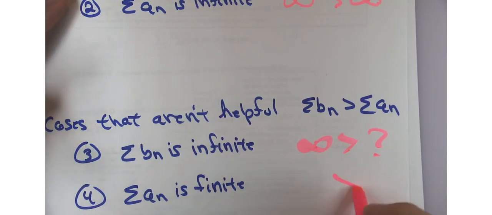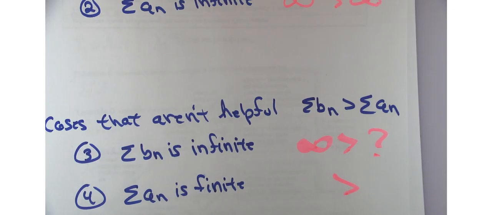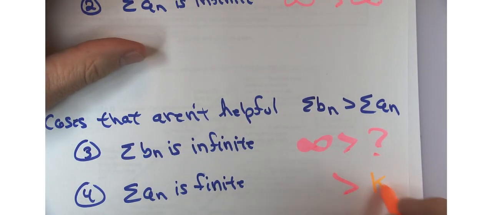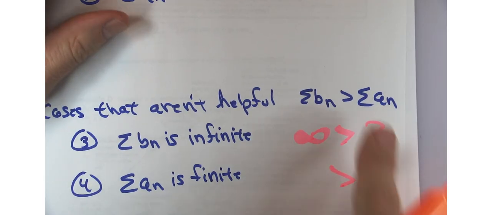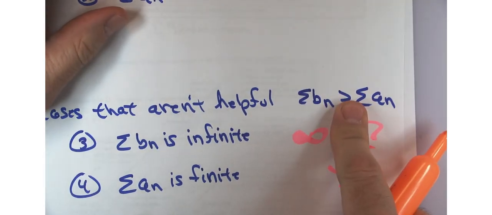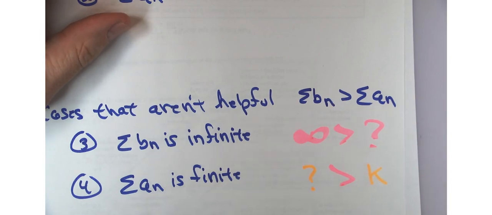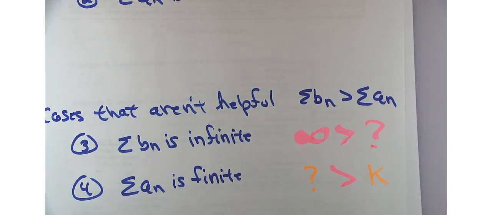Now, the other one that's not very helpful is this one. What if A sub n converges to something finite? We'll call that a k again. Does that tell me anything about what happens with B sub n? No. Just don't know. So, like I said, the direct comparison test is a little bit more nuanced. You have to be a little bit more careful in using this.